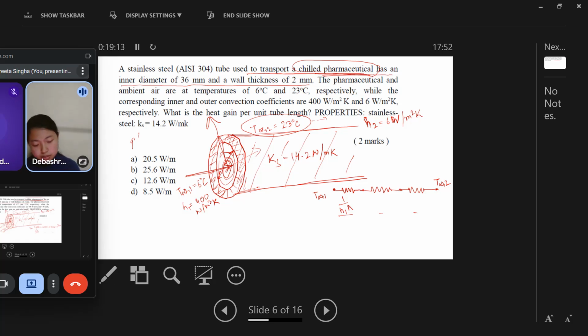So whatever area is here on the inside, let us consider it as A1. And then the next one is the conductive resistance due to that steel, that is L by KA. Maybe this is A2.